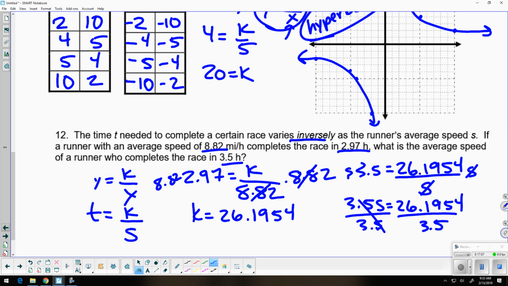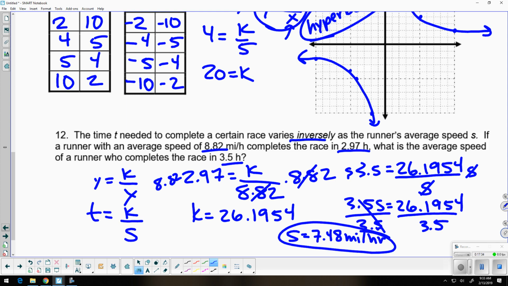So dividing by 3.5, this person's average speed should be slower since it took them more time, right? First person finished the race in just under 3 hours. It took this person 3.5 hours, so their speed should be smaller, should be a lesser number than 8.82, just to make sure it makes sense. And it does come out smaller. So the speed of this runner comes out to be about 7.48 miles per hour. And there you go.